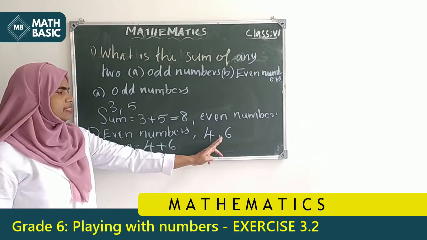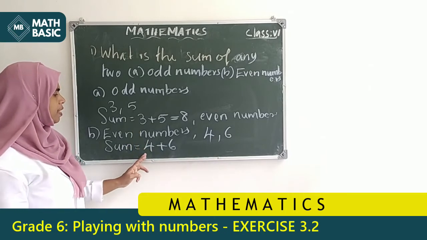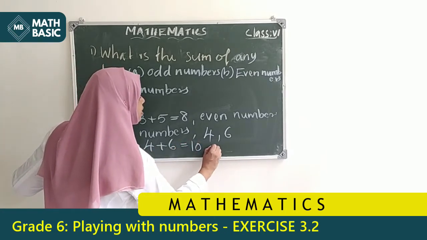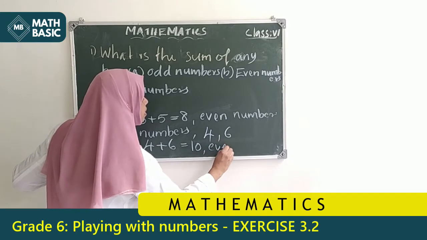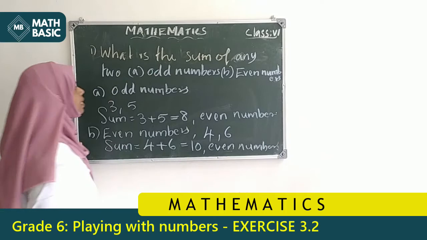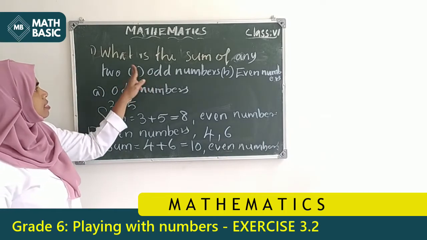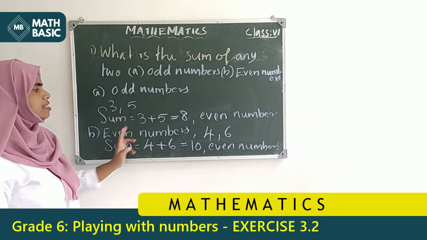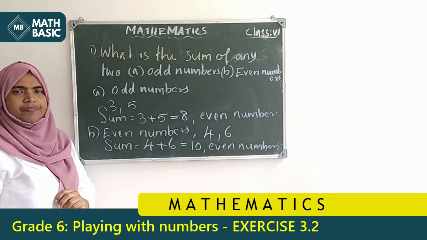Sum equals 4 plus 6 equals 10. 10 is an even number. So, you can say the sum of any two even numbers is also an even number.